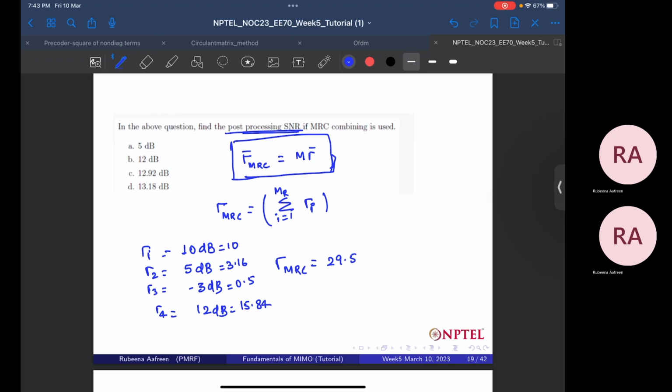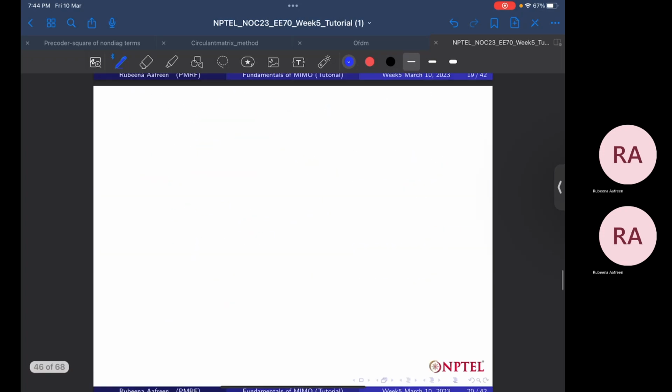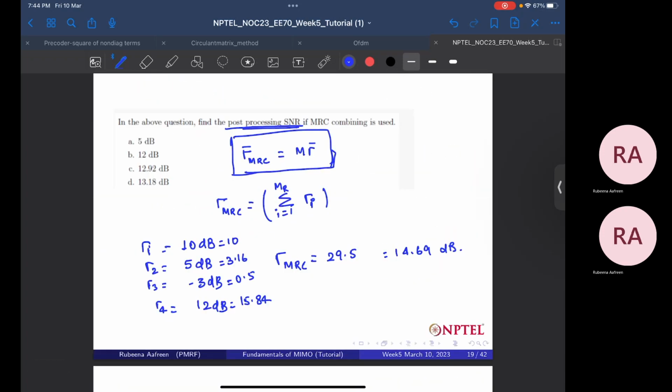So now when we convert it into dB scale, 10 log of 29.5 is coming to around 14.69, but I'm not sure. Maybe there is some error in the calculation. I'll just check and maybe I can post on the discussion forum. Or maybe if you find the answer, you can post on the discussion forum. That will be highly encouraged.